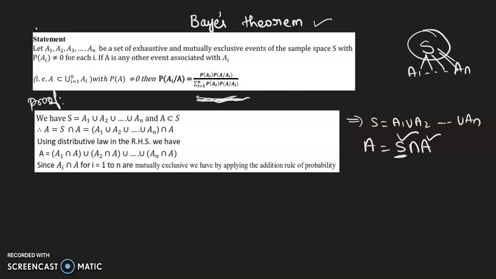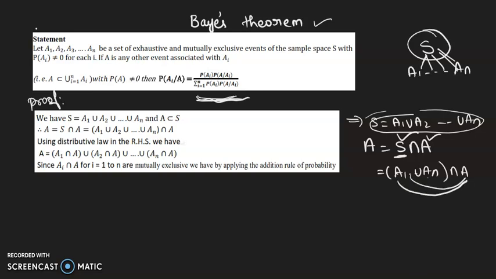Now I am going to substitute this S. I have already written S as A1 union etc. union An, so I am going to replace this. Once I replace this, what will I get? A is equal to A1 to An union, intersection A. The same thing is here in the proof, you can see. After this, I am using the distributive law. So I can distribute: A1 intersection A, then A2 intersection A, etc., An intersection A. That is what you are seeing in step 3.